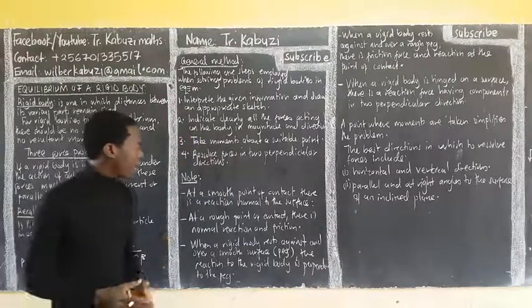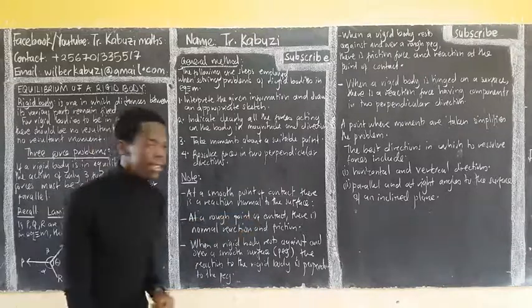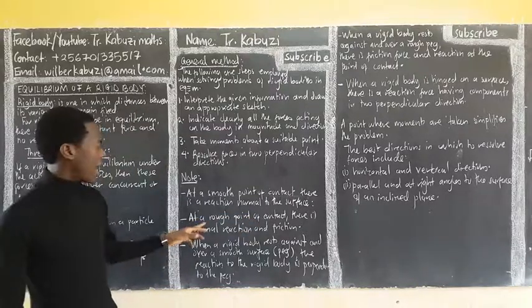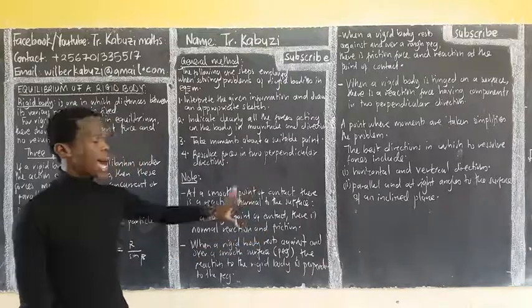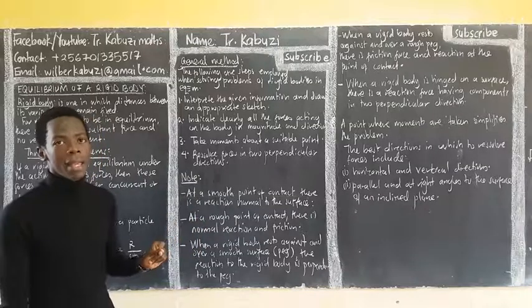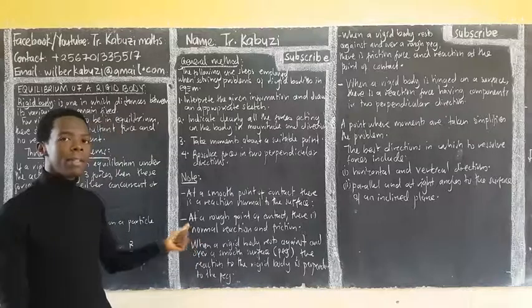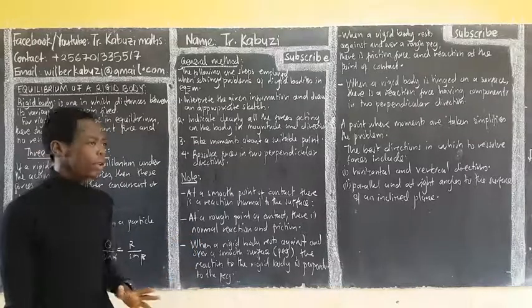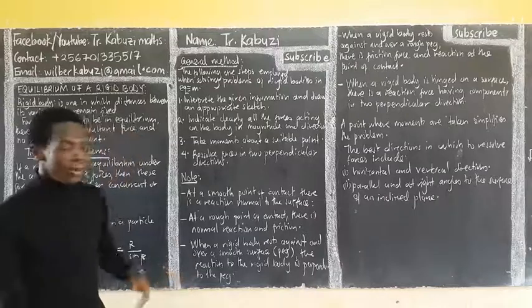Let us note: at a smooth point of contact, there is a reaction normal to the surface, that's one. Two, at a rough point of contact, there is a reaction and a friction. So, as long as there is contact, we are going to have a reaction. Then, if it's smooth, no friction. If it's rough, then there is some friction. We are going to see where friction is going to be acting.